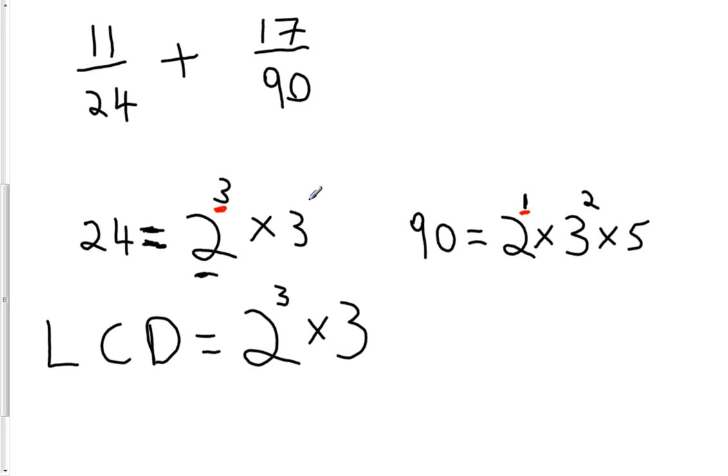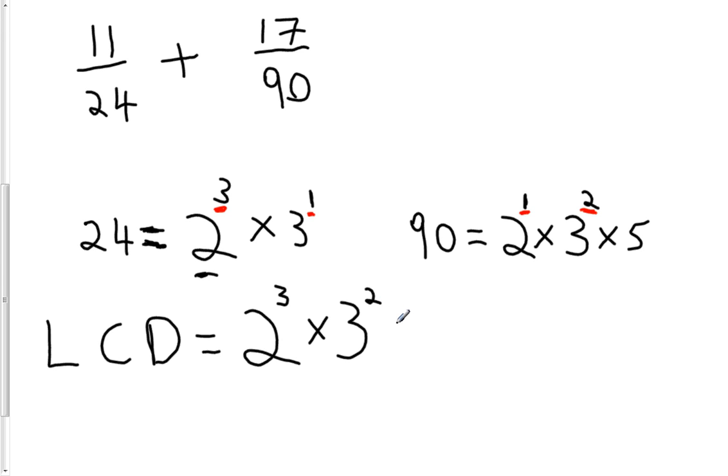And then I'm going to look at the powers of 3 that are in each factorization. Here I have 3 to the first power, and over here I have 3 to the second power. What I'm going to do is take the largest power that I see for the factor of 3. Well, 2 is the largest out of 2 and 1. So I'm going to keep a power of 2 for that factor.